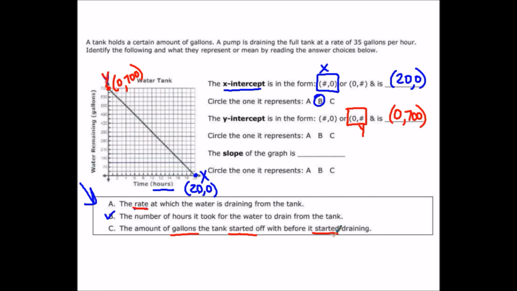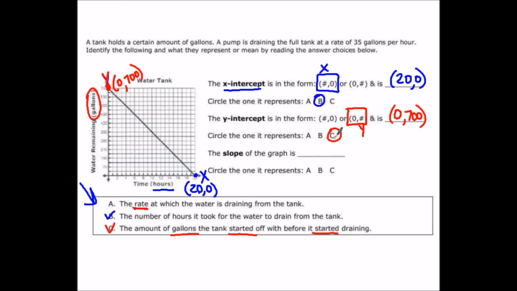You notice how the words starting, started, and gallons? Well, here's gallons, and this is where we started. The y-intercept is usually your starting point. So in this case, it is C, your starting value.